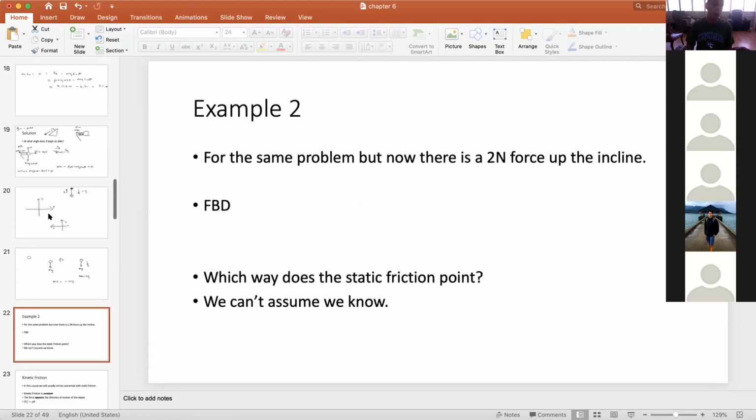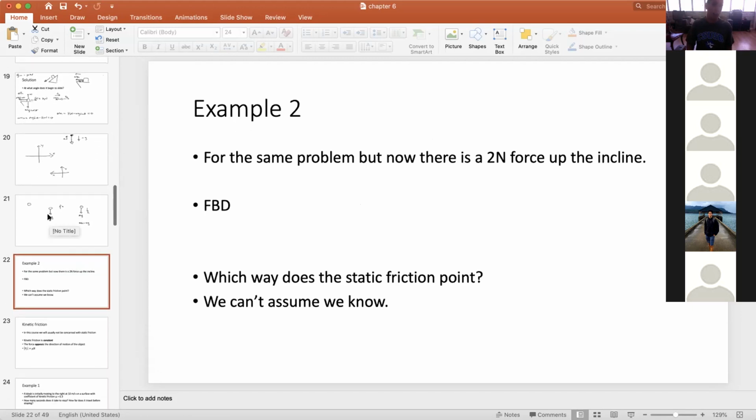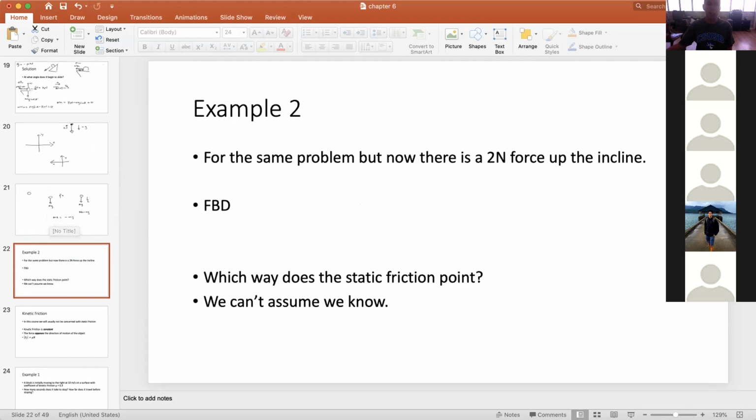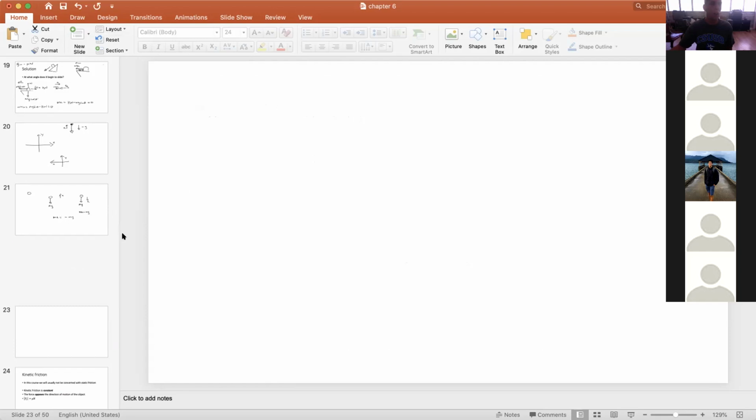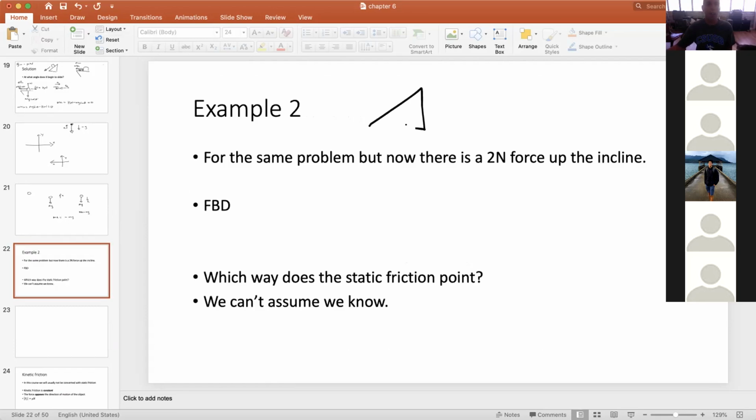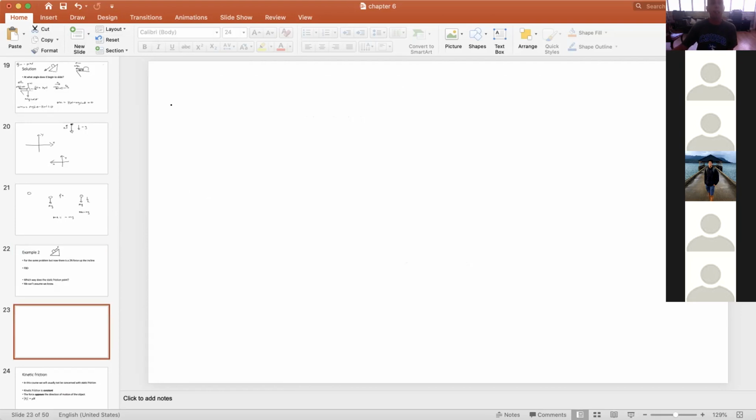Let's do this problem right here, where we now have a block. And this is where I deliberately want this to be confusing. We're pulling this block up the incline with a 2 Newton force. What does the free body diagram look like on this? There's a force up, there's a weight down, mg sine, there's a normal force, and there is a weight mg cos.